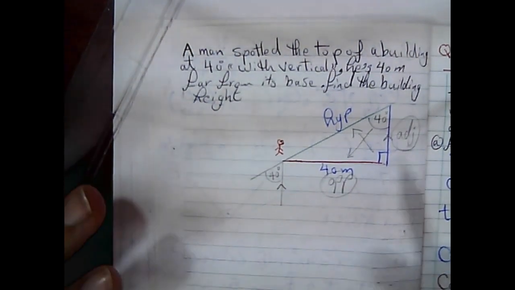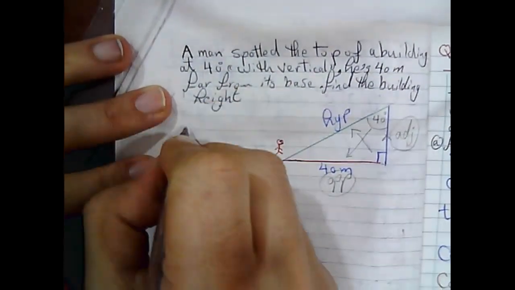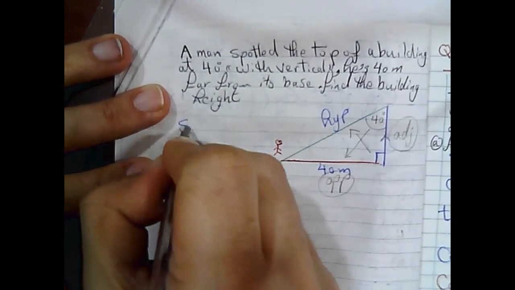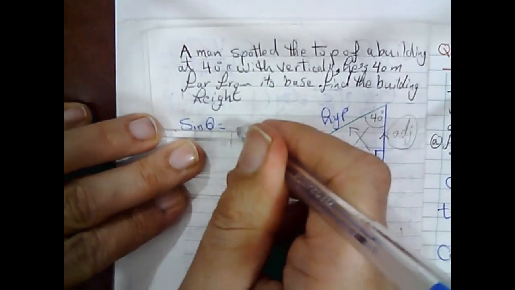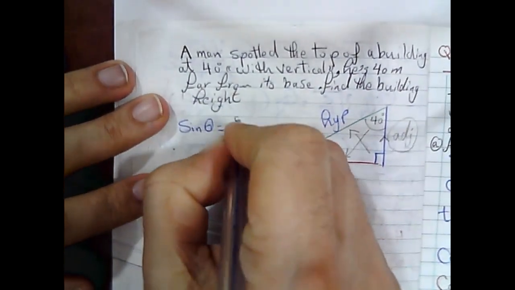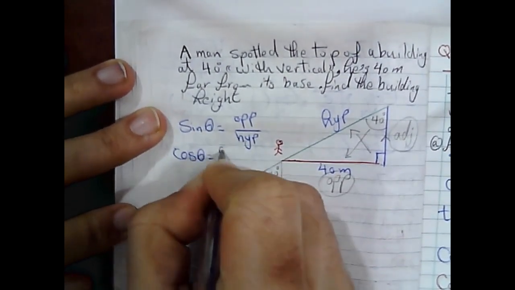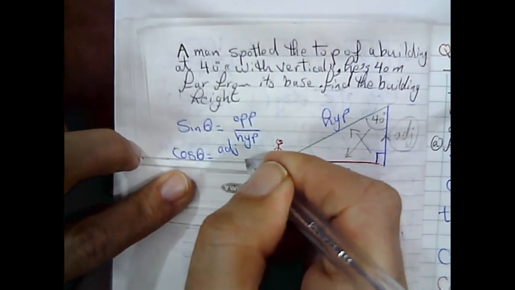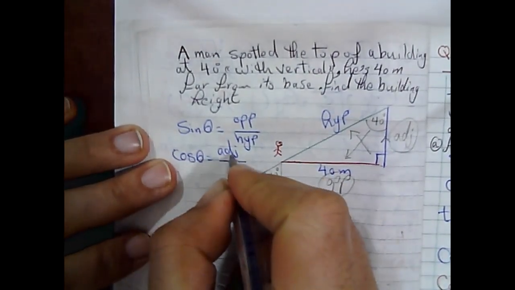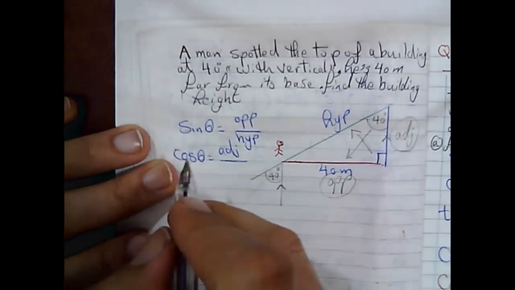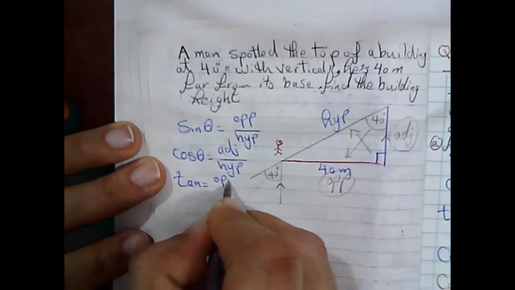So which trigonometric ratio is it? We have three rules for trigonometry: sine theta, cosine theta, and tan theta. Sine theta, for any acute angle, is opposite over hypotenuse. Cosine theta is adjacent over hypotenuse, and tan is opposite over adjacent. I'm writing these rules just to remind you; they are not a part of the solution, they are just rules you should know.